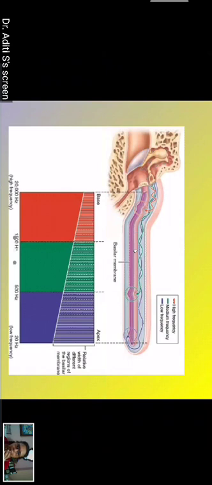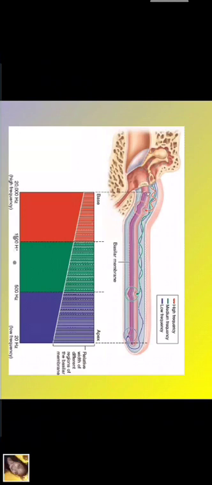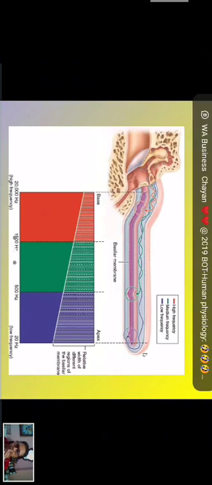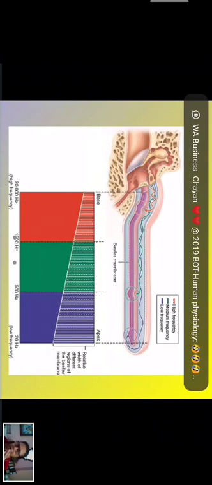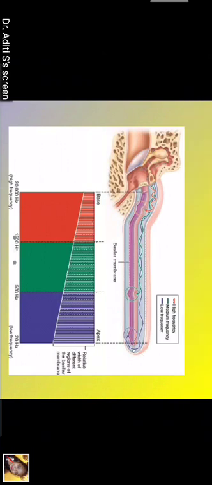These basilar fibers, which part is there? See here, high frequency sound stimulates the part near the oval window. As the frequency reduces, it affects the area of the basilar membrane near the helicotrema. So high frequency sound is near the oval window, low frequency sound near the apex. These are the basilar membrane.